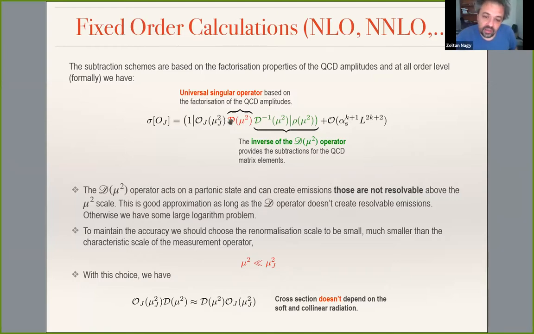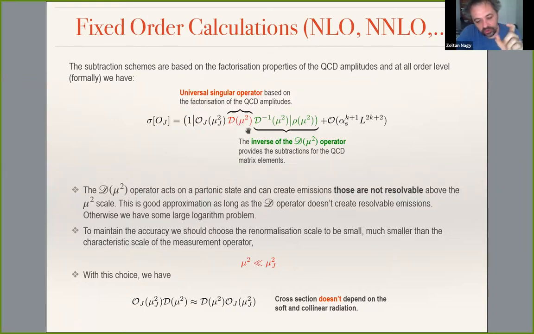So the idea is to try to keep this scale as small as possible, because then the D operator emits only very, very soft and very, very collinear radiation, and the measurement function is insensitive to this emission. So it cannot see anything. If it cannot see anything, that means you can commute these two things, and your cross-section won't depend strongly on these soft or collinear emissions. And you remember that such very soft or very collinear emissions can lead to this large logarithm.